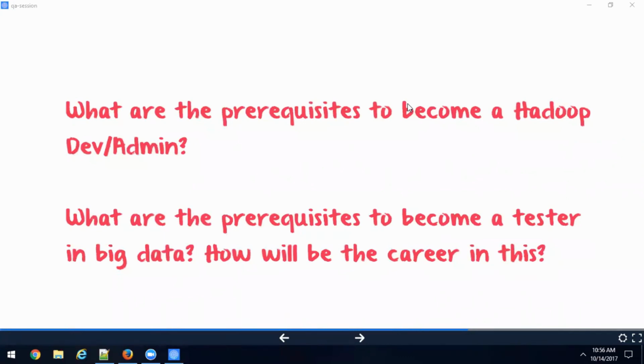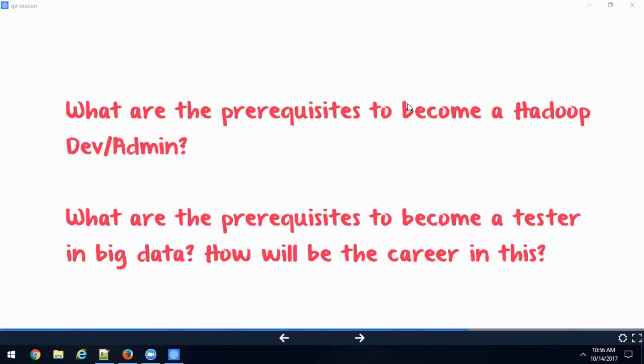Okay, and if you're working on a specific tool, based on the tool you work on, you need to have some background on the tool. So if you're working on Sqoop, you need to know what is Sqoop. If you're working on Hive, you need to know what is Hive, right? You could be testing a Sqoop job.